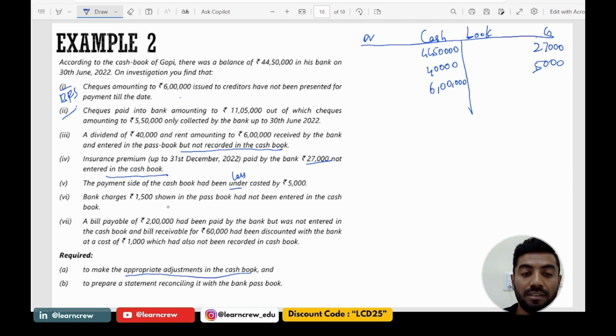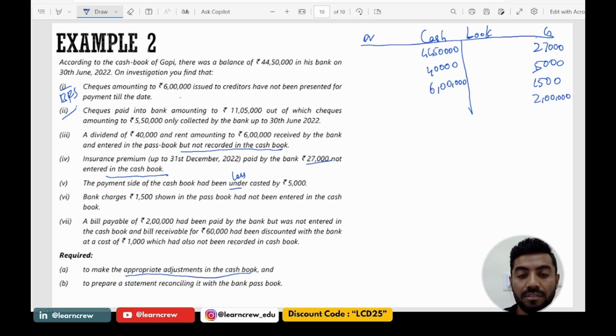Bank charges of 1,500 shown in the passbook had not been entered in the cash book. Bank charges again is an expense, so record 1,500. Then a bill payable of rupees 2 lakh had been paid by the bank but was not entered in the cash book. Since it's not entered, we will enter the 2 lakhs.